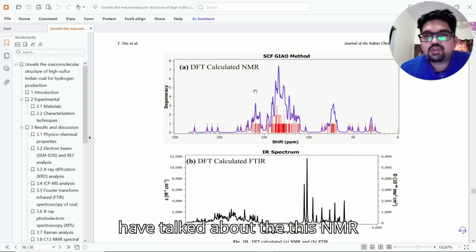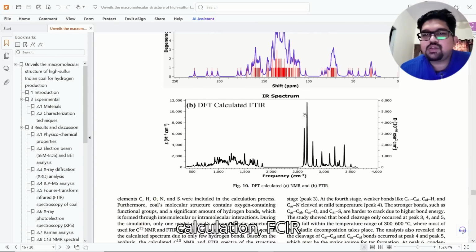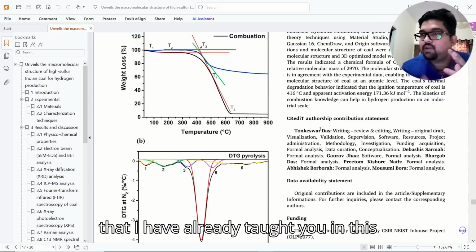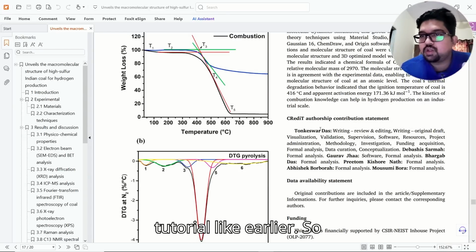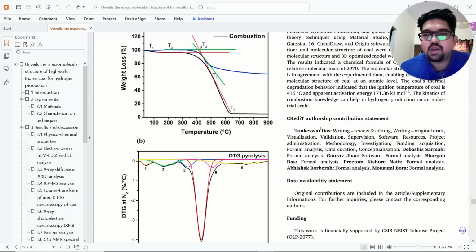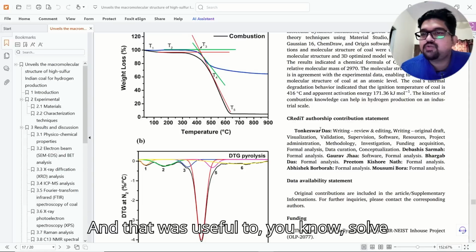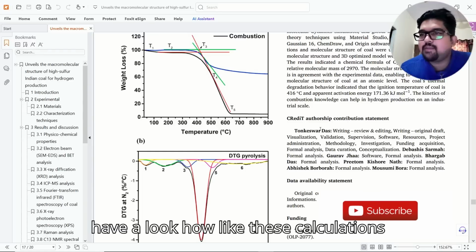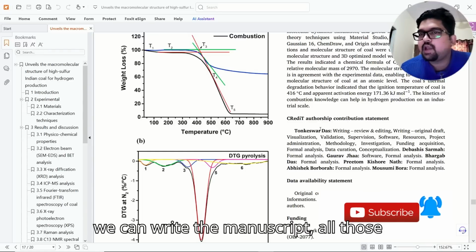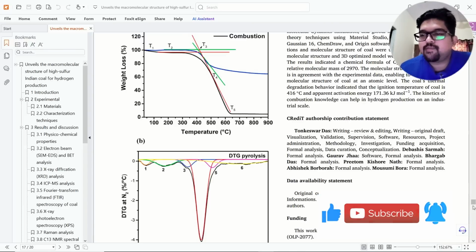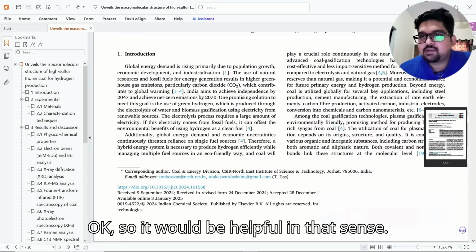And also we have talked about the NMR calculation, FTIR calculation, and so all the calculations that I have already taught you in this tutorial earlier. So I have used all those calculations, and I have put them here, and that was useful to solve the issue for this project. You can have a look at how these calculations helped to sort out the problem, and how we can write the manuscript. You can get some help from here. Okay, so it will be helpful in that sense.